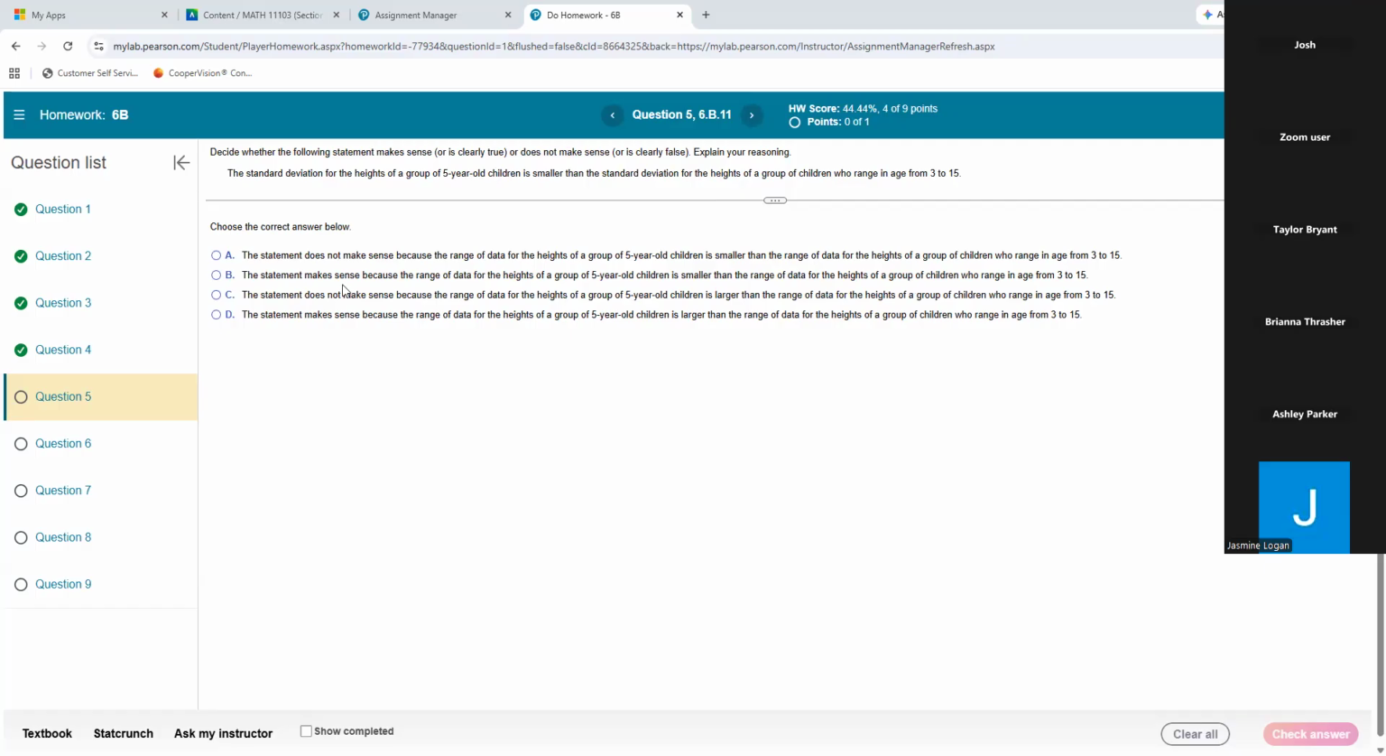Let's see, the statement makes sense. All right, Jasmine, that's all right. Because the range of data for the heights of 5-year-olds is smaller than the range of data for the heights of children who range from 3 to 15. So y'all would think you would have a lot greater range on the 3 to 15 than you would on them 5-year-olds, okay?